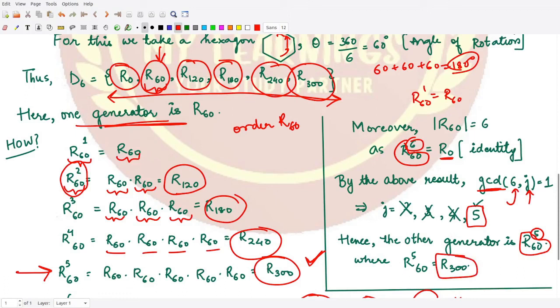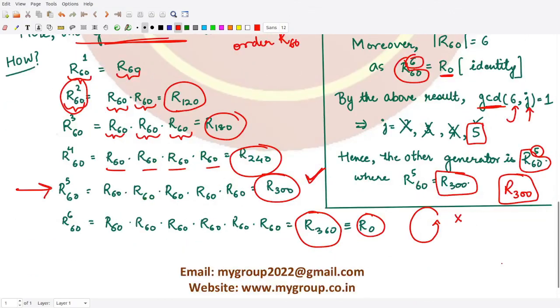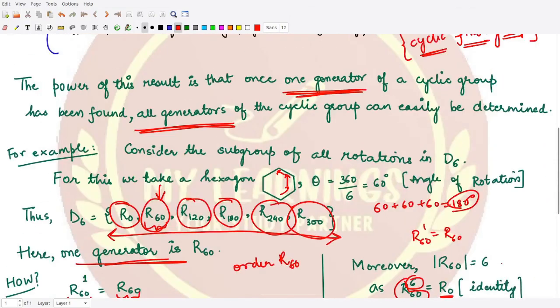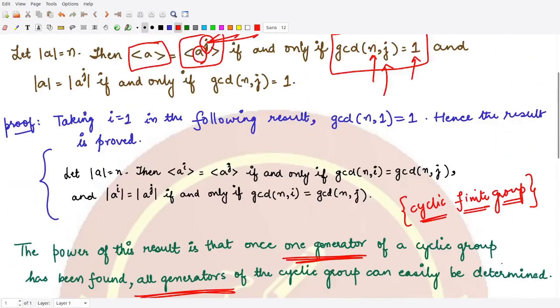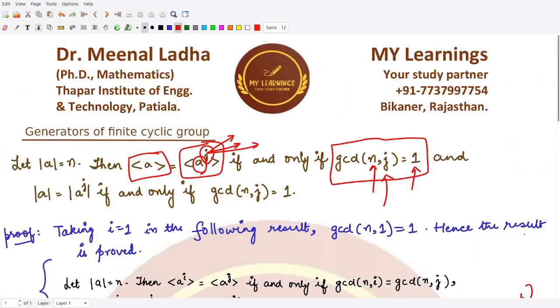In this case you can do the calculation by just looking at the powers of all the elements. So this could be done here, but it is not feasible in many cases where we have different examples and a lot of calculations are involved. So therefore this result is quite useful there, right?